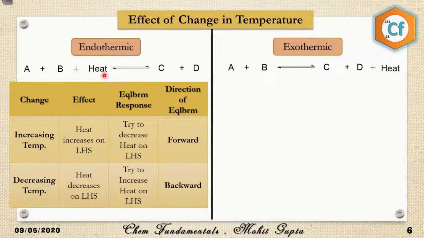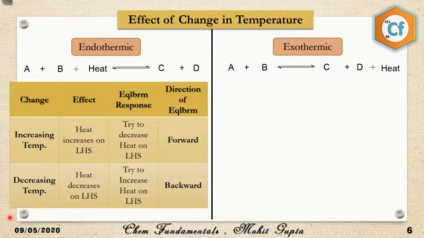So if I increase the temperature, now the amount of heat would increase on the reactant side. So since it is larger in concentration or larger in amount, what would happen? The equilibrium will shift in the forward direction so as to decrease the amount of heat on the reactant side. Heat is increased on the left hand side, equilibrium will try to decrease the heat on the left hand side, and in order to do so, the equilibrium will shift in the forward direction.